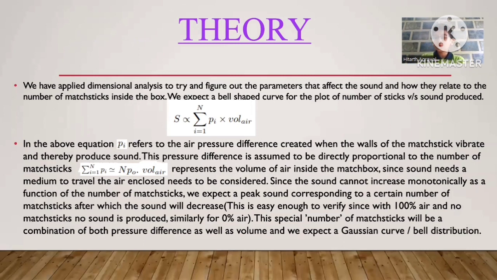Since the sound cannot increase monotonically as a function of number of matchsticks, we expect a peak sound corresponding to a certain number of matchsticks, after which the sound will decrease. That means the sound will first increase and then start decreasing gradually. This is easy enough to verify since we saw the three cases earlier: one with no matchsticks in the box, second with the box completely packed with matchsticks, and third with 5 to 6 matchsticks present. So this special number of matchsticks will be a combination of both pressure difference as well as volume, and we expect a Gaussian curve or bell distribution for the same.